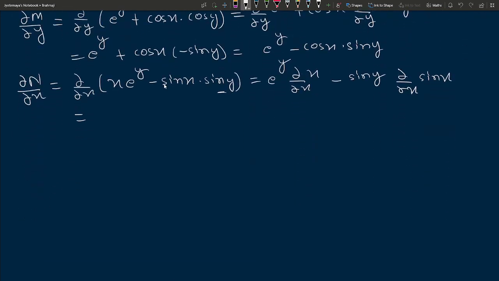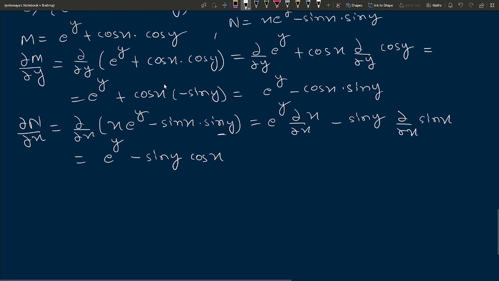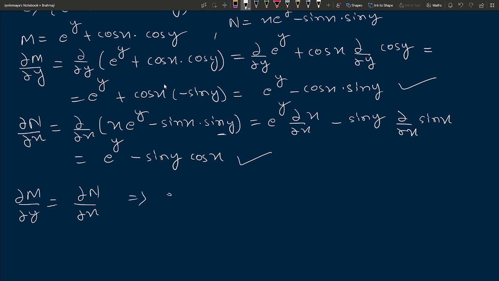This is equal to e to the power y; the derivative of x is 1, minus sin y; the derivative of sin x is cos x. Now see, ∂M/∂y is e to the power y minus cos x into sin y, then ∂N/∂x is e to the power y minus cos x into sin y. Both are equal. So you will write, hence ∂M/∂y equals ∂N/∂x, which implies the given equation 1 is an exact differential equation.